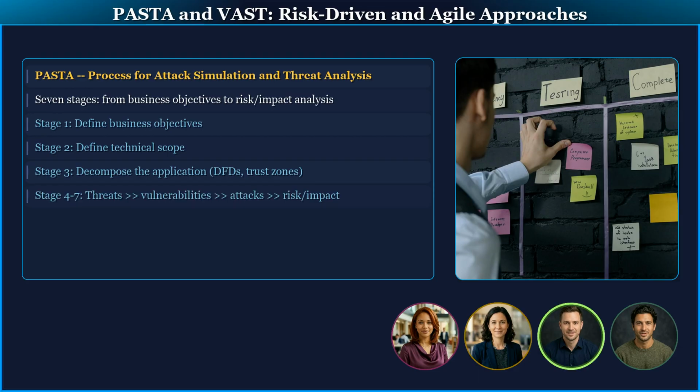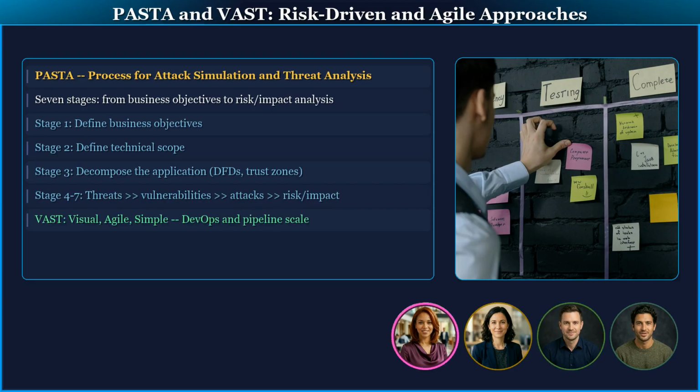VAST takes a different angle entirely. Visual, agile, and simple threat modeling was built for DevOps teams running continuous delivery pipelines. Traditional threat modeling assumes you sit down for a week-long design review. VAST assumes you have a 2-week sprint and security needs to fit in automatically, at scale.